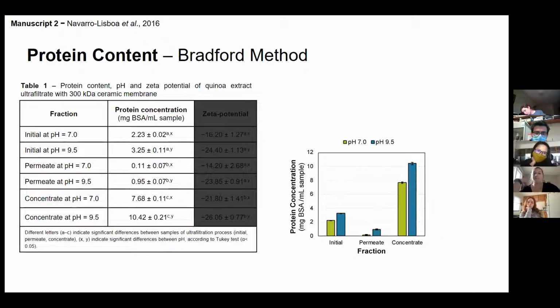I included a graph representation for all the results that were presented in table form to help visualize the differences. So these graphs will have pH 7 in green and 9.5 in blue, and along the x-axis are the different fractions that were quantified or analyzed. And as expected, the highest protein concentration was observed in the concentrate, and more proteins were detected at pH 9.5.